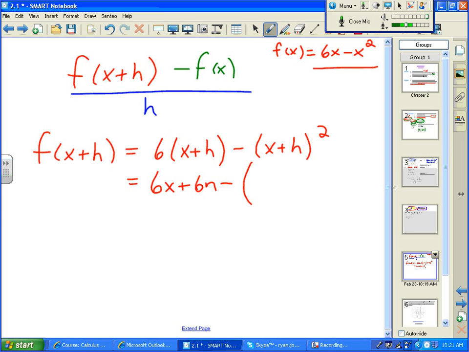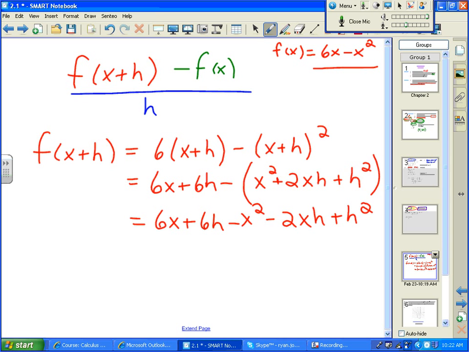I need to simplify that. I'm going to use brackets. So what is x plus h squared? X squared plus 2xh plus h squared, yes? It's supposed to be plus. You just didn't see that clearly, but that's okay. Now I'm going to distribute that negative sign. Can I simplify any like terms here? Do we see anything that looks similar? We don't? Great.